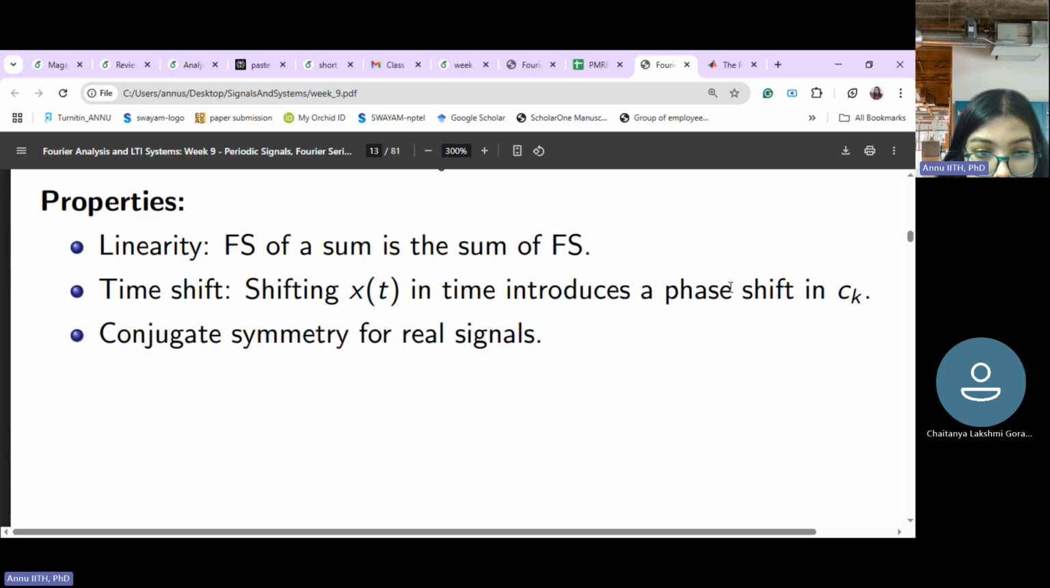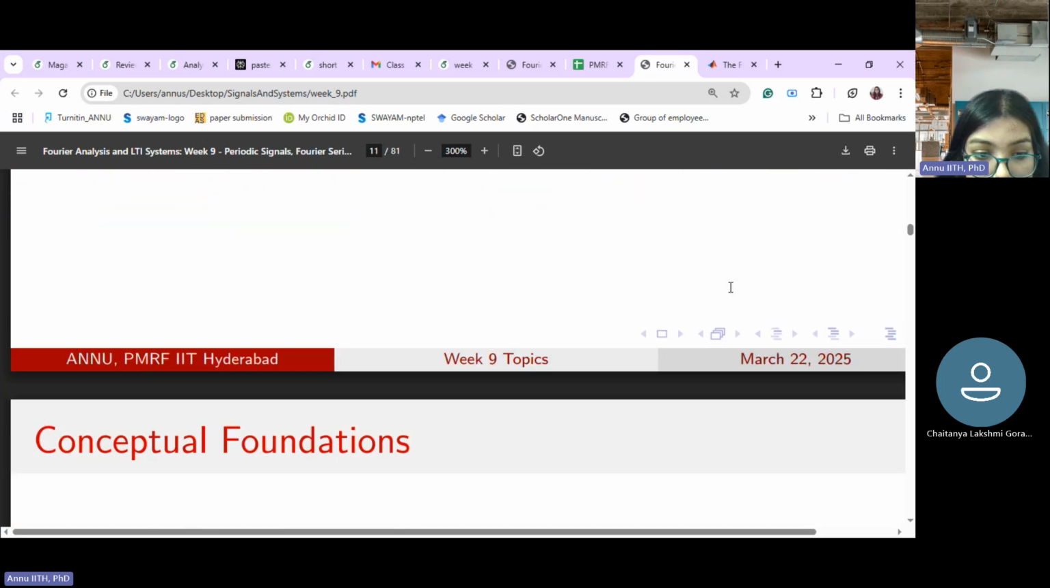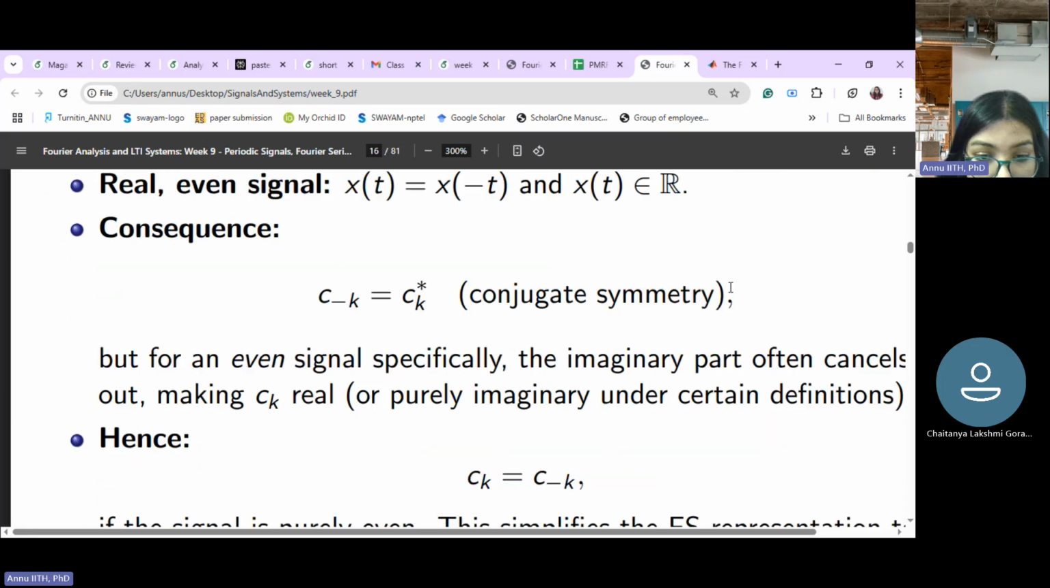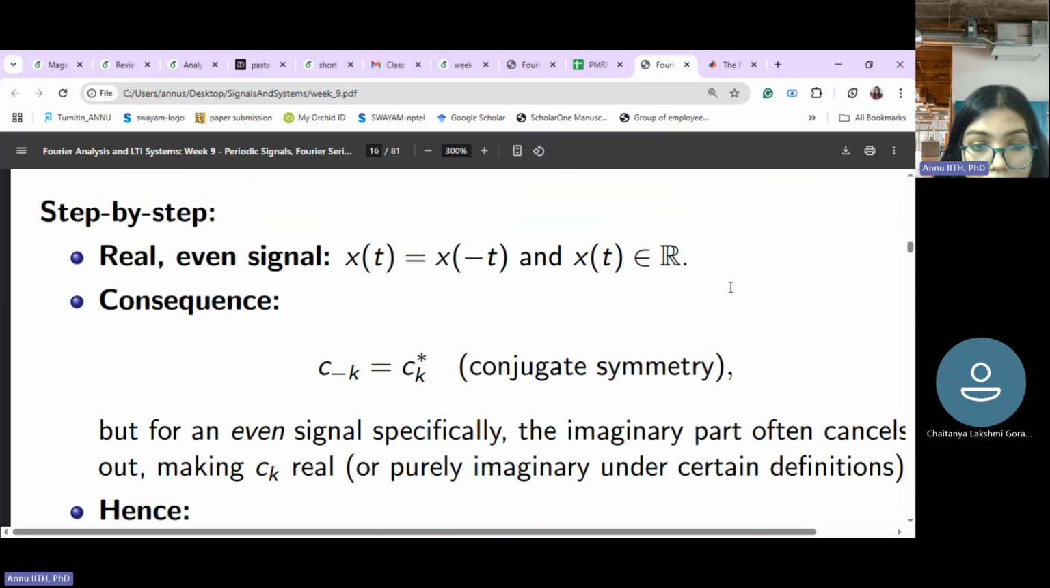We have seen all these functions. I am just repeating; I wanted to show you that for the even signal we have this, which leads to this Fourier series coefficient. If we replace k with minus k, it gives the conjugate symmetry for the even signal.